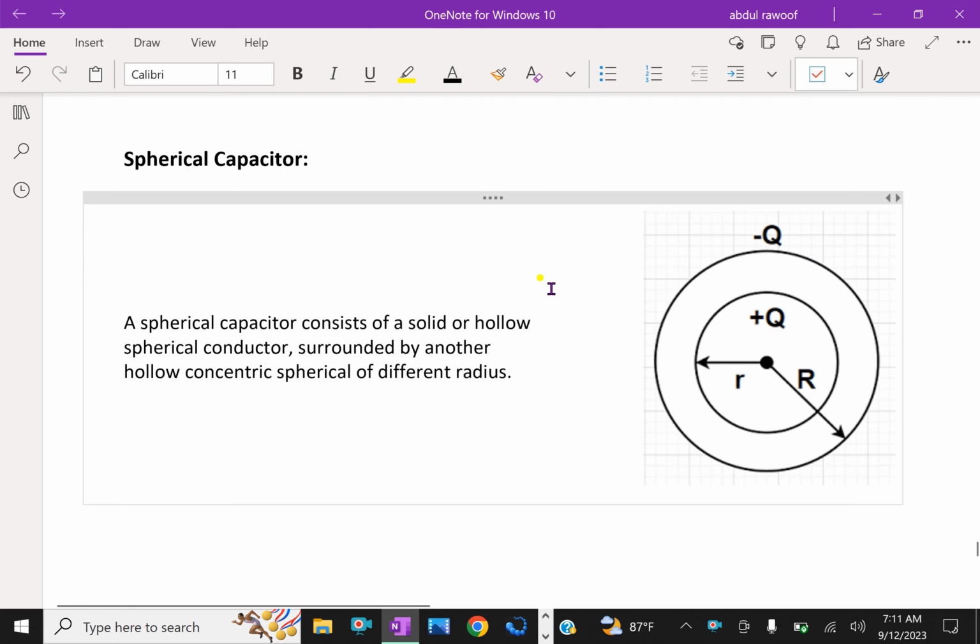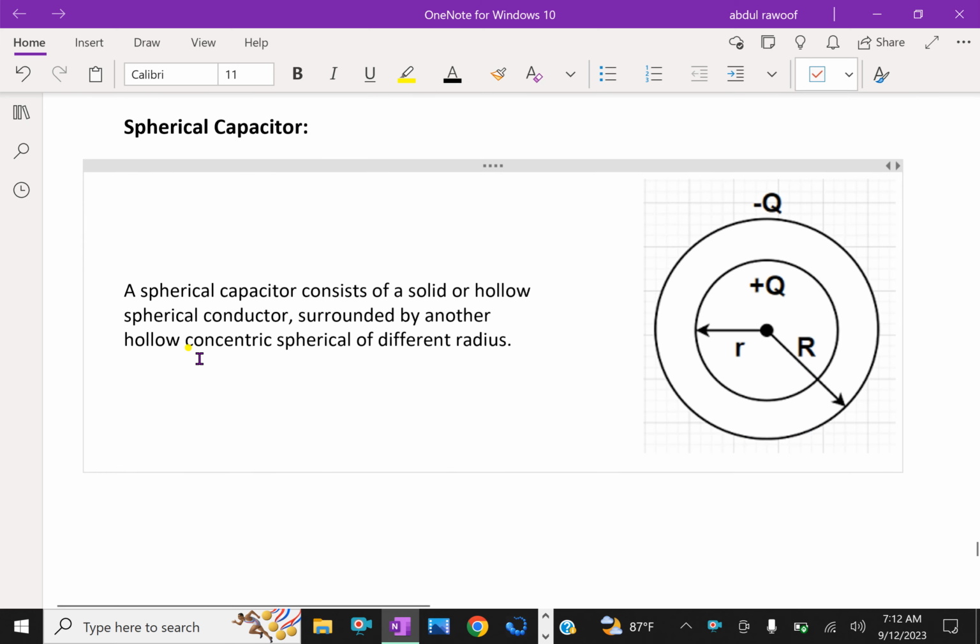First, we will discuss about spherical capacitor. A spherical capacitor consists of a solid or hollow spherical conductor surrounded by another hollow concentric sphere of different radius. Here, the radius of the inner shell is small r, and the outer shell is capital R.